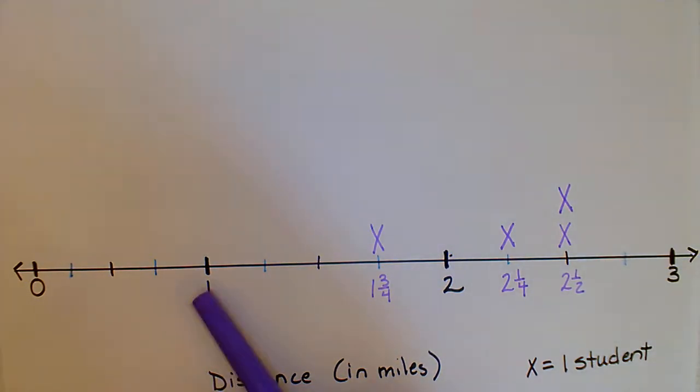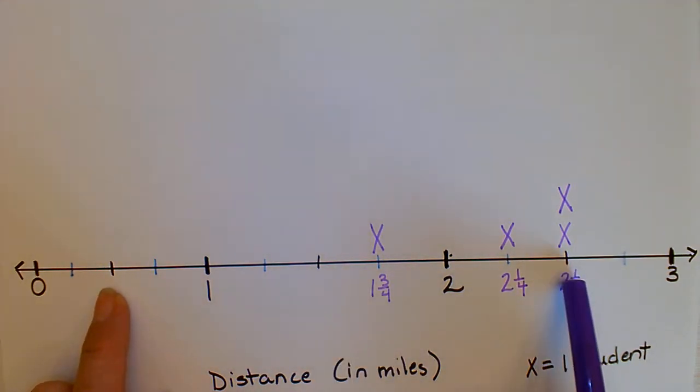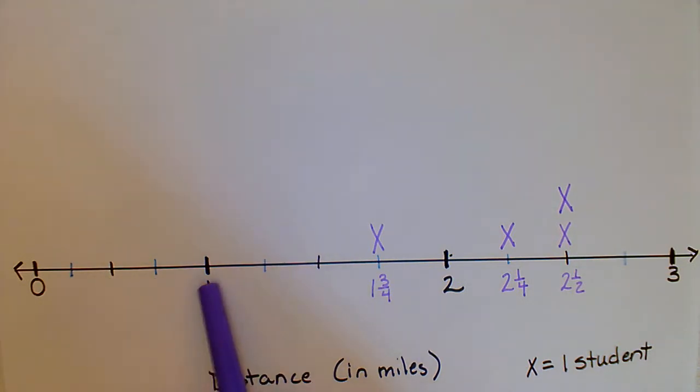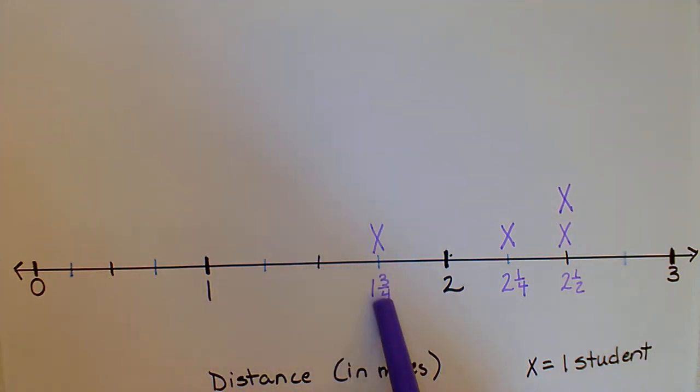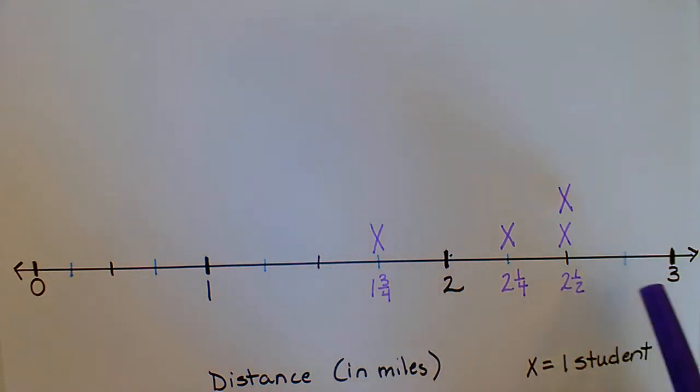So right now we have our whole numbers, 0, 1, 2, 3. We have our halves, 1/2, 1 1/2, 2 1/2, and we have our fourths, 1/4, 2/4, 3/4, 1 1/4, 1 2/4, 1 3/4, 2 1/4, 2 2/4, 2 3/4. So what we want now is to mark off the eighths. So I'm going to go ahead and do that.